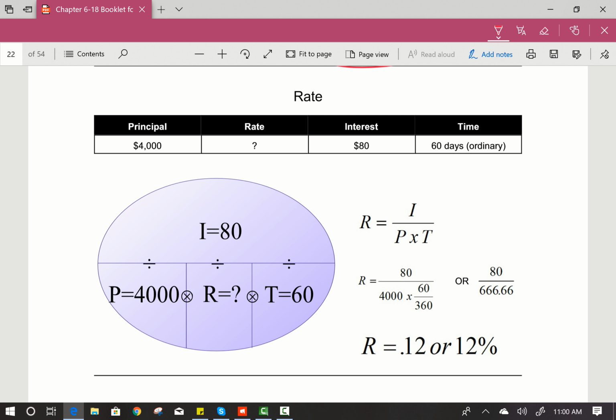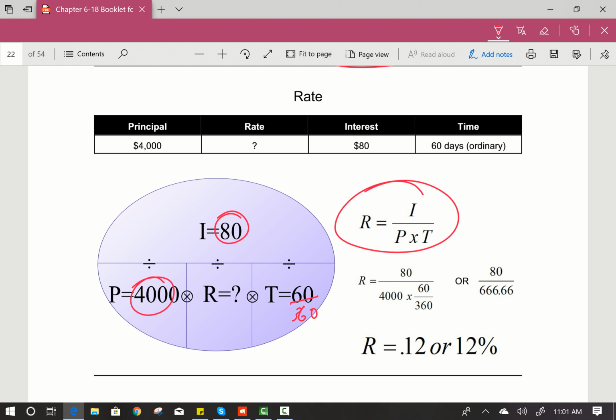Okay, now if we're calculating the same problem based upon rate, let's take a look at that one. We know that our principal, we invested $4,000, and we're going to earn interest of $80, or the bank earns interest of $80, and it's based upon time of 60 days over 360 days in a year for ordinary interest or banker's method. We don't know what the rate was.